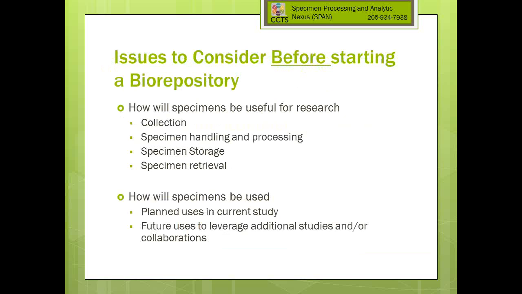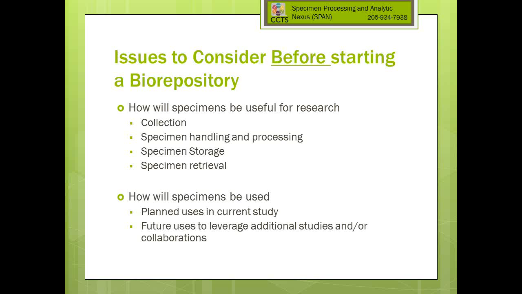So before we build the biorepository, what should we think about? Well, you really need to think about how these are going to be used, and what I need to do to get the right specimen. That really involves how I am going to collect, where I am going to collect, what I am going to collect, how the specimens are handled and processed, how they are stored, and how they are retrieved. A lot of these things may seem very elementary or very straightforward, but you really have to give some thought to them, because it ultimately depends on how you think these are going to be used.